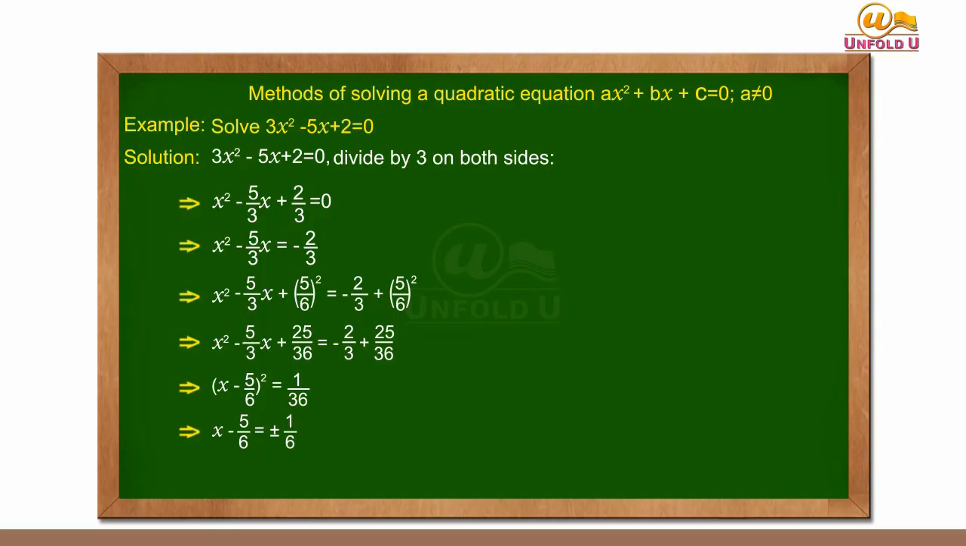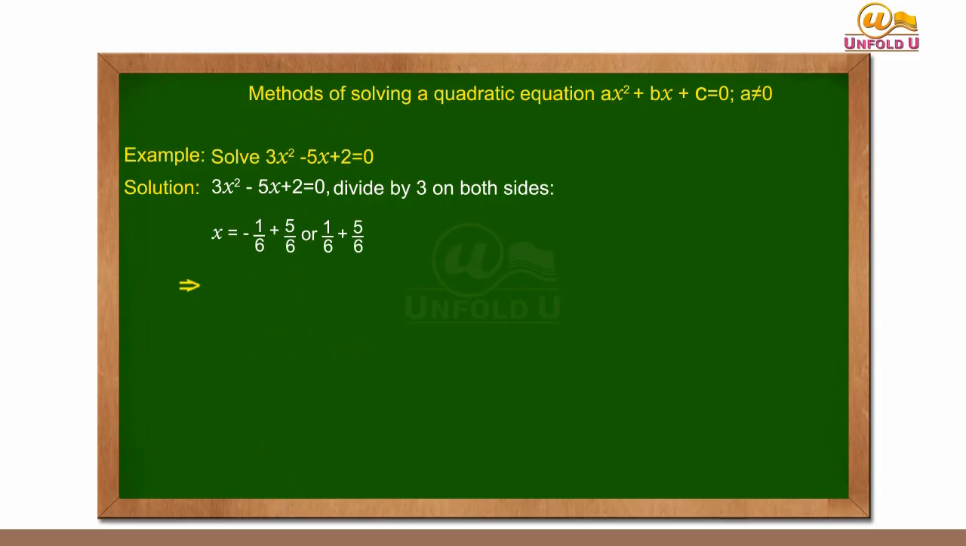which implies x = −1/6 + 5/6 or 1/6 + 5/6, which implies x = 4/6 or 6/6, which implies x = 2/3 or 1.